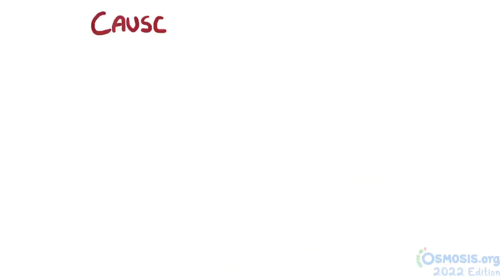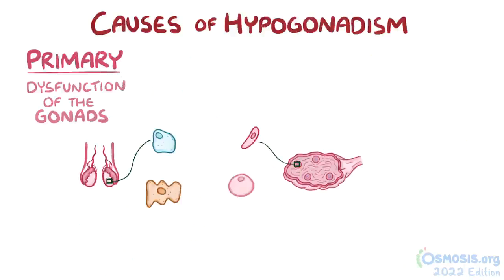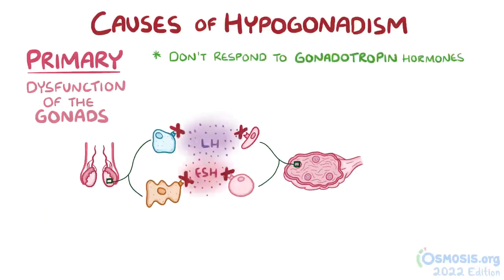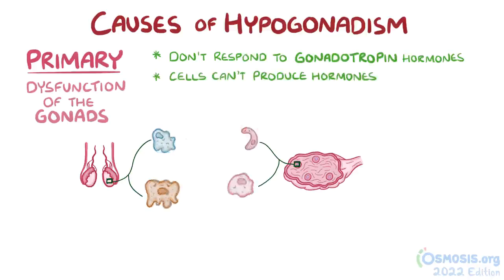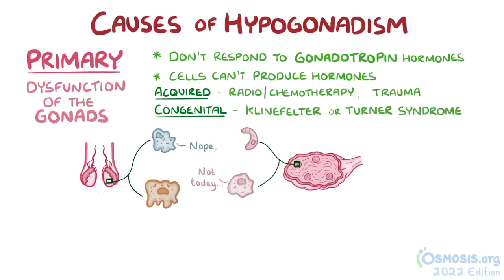There are two main causes of hypogonadism. The first is primary hypogonadism, which is caused by dysfunction of the gonads. For example, the gonads' receptors may not respond to gonadotropin hormones, or the gonads might not have healthy cells that are capable of producing hormone. Some acquired cases of primary hypogonadism are radiation therapy, chemotherapy, and trauma to the gonads. Some congenital causes of primary hypogonadism are genetic diseases like Klinefelter or Turner syndrome.